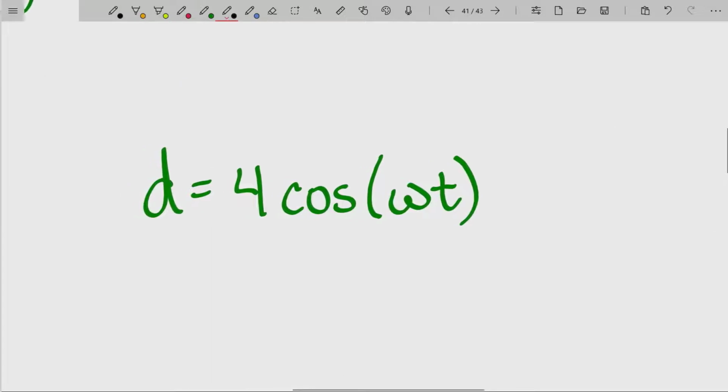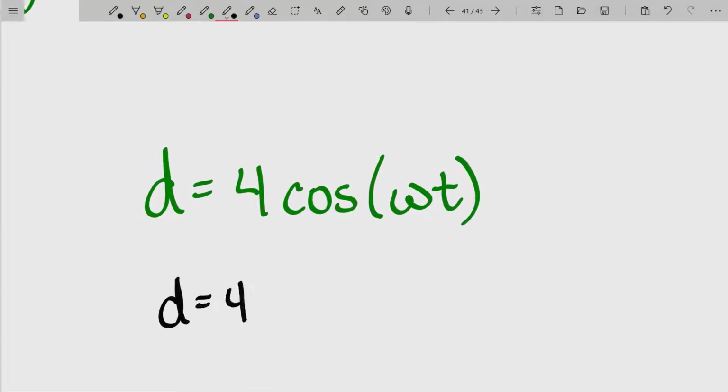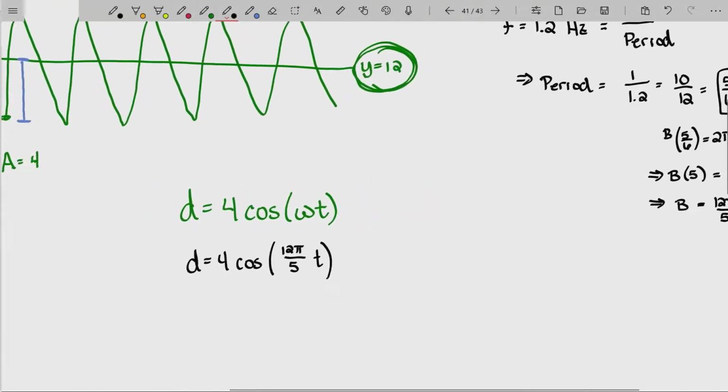So d, our function for displacement, is 4 times the cosine of 12 pi over 5. Let me write that this way. 12 pi over 5, and then times t. Don't forget that t is there. That's the variable you need there.